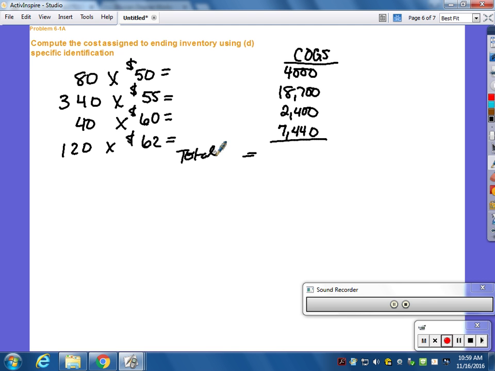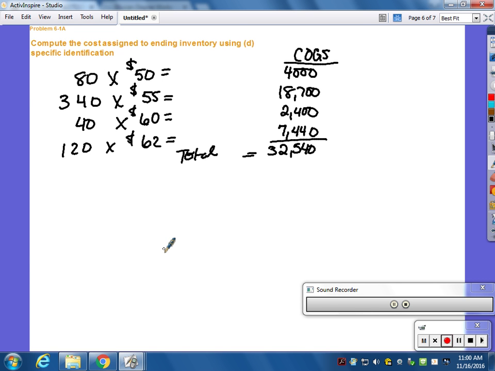$34,540. Everybody agrees? I agree. I concur with that. 34,000? 82,500. So what was our amount of goods available to us? This was basically our ending or cost of goods sold.